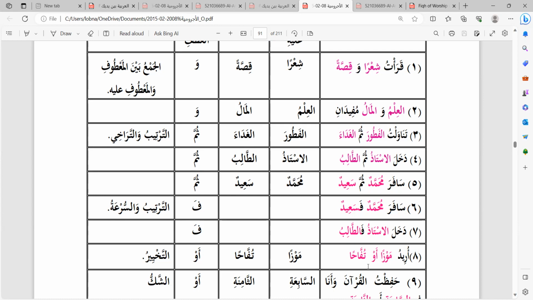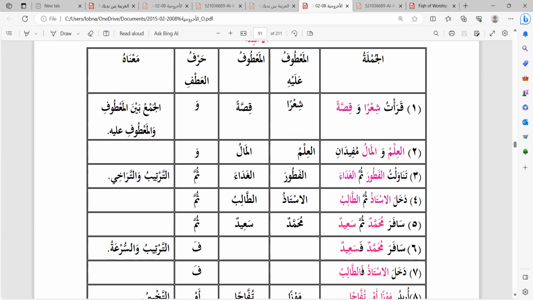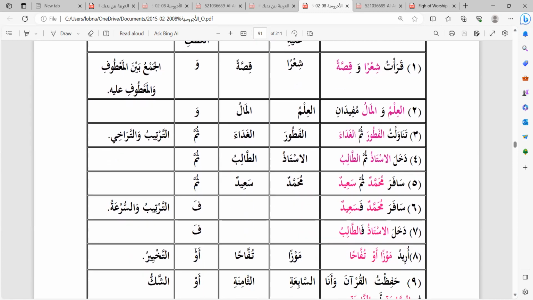أريد موزا أو تفاحا. I want a banana or an apple. موزا, again, this is معطوف عليه, and تفاحا is معطوف, and then you have أو, which is حرف عطف itself. تخيير is to basically have a choice. Okay, معطوف عليه, معطوف, and then you have أو, which is going to be your حرف عطف.